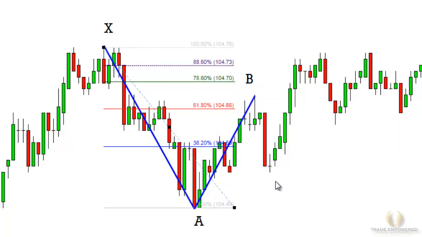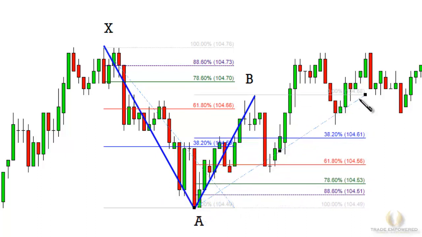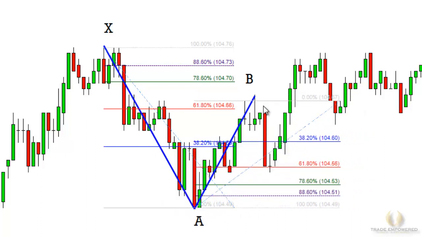Now, for our C leg to be valid, we need a minimum of a 618 retracement, and this time we're going to take our Fibonacci retracement tool. We're going to go from our A leg to our B leg, so our swing low to our swing high, and you can see price action comes right into the 618 retracement, giving us a valid C leg.